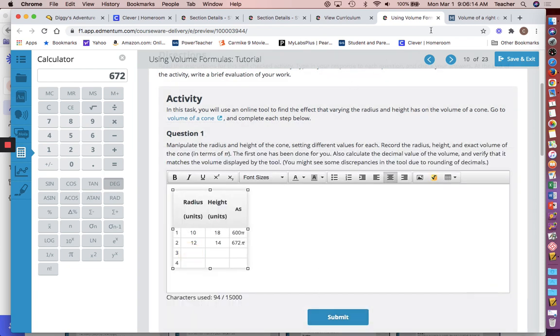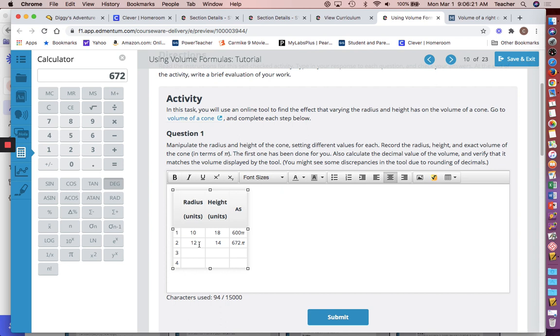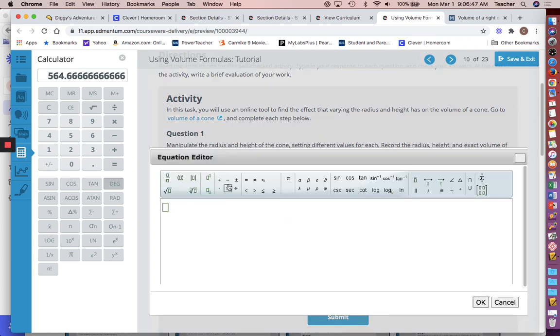All right, let's do another one. How about I change this to 11? All right, 11 and 14. So 11 squared is 121 times 14 is 1,694. I'm going to divide by 3 because it takes 3 to make a cylinder. Oh, I got a repeating number. So that's going to be 564 and 2/3. 564 and 2/3. So let me use my equationator here.